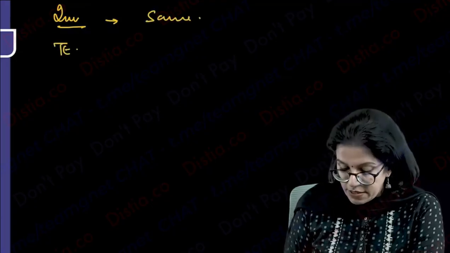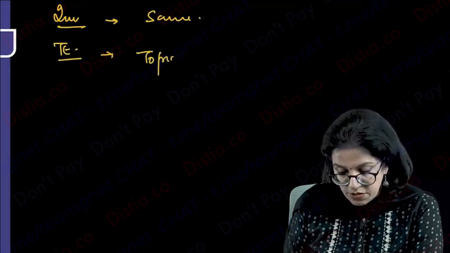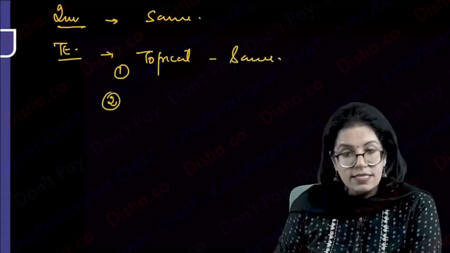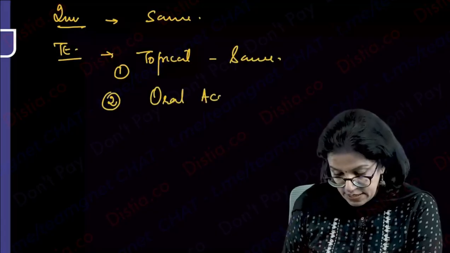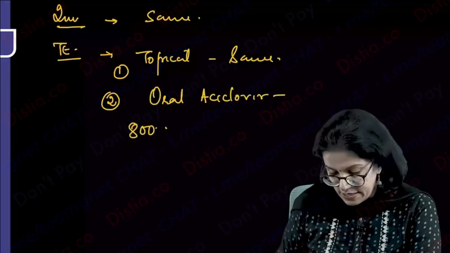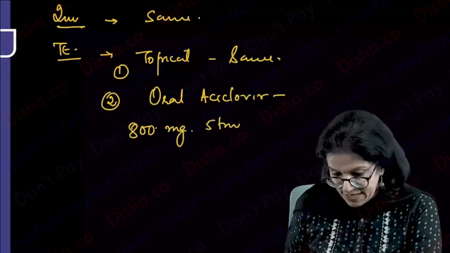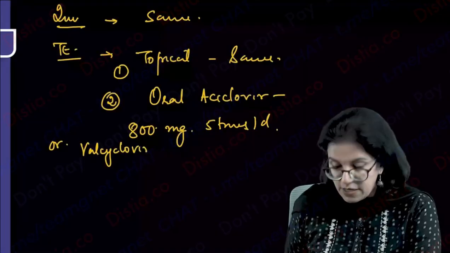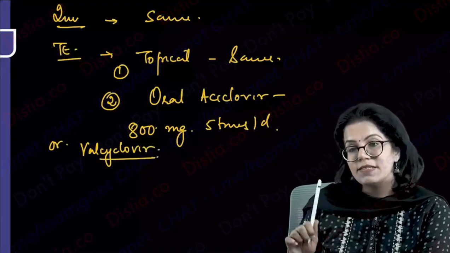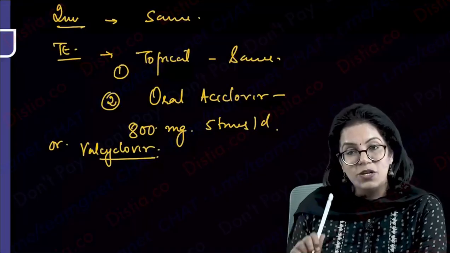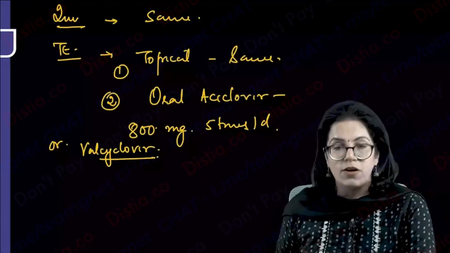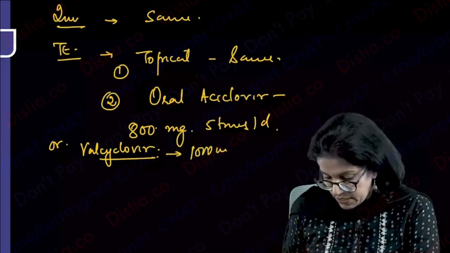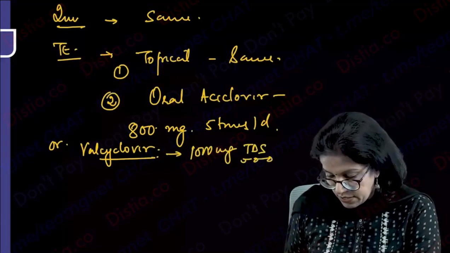Then coming to the treatment part, of course topical treatment, whatever drugs you have learned for the simplex is again the same. For the systemic, pay attention, this time oral acyclovir is given 800 milligrams 5 times a day. Or if you want to give valacyclovir, what is the therapeutic dose? We learned the prophylactic dose as 500 milligrams OD, you remember? So therapeutic becomes 1000 milligrams 3 times a day, or sometimes even BD, but generally TDS. So we will learn 1 gram TDS. So only 3 times a day, not 5 times.